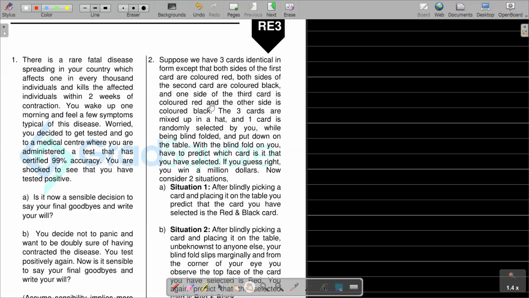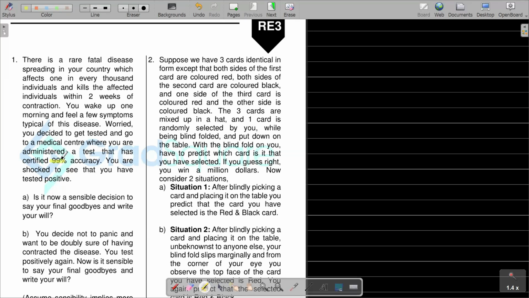Let me once again briefly explain what this question is. There is a disease that is going around in the country. It's a very deadly, fatal disease. You contract it, within 2 weeks you're gone. Everyone who contracts the disease survives for a maximum of 2 weeks. And you wake up one morning and you find that you have the symptoms of that particular condition and you are scared. You go and take a test in a particular medical center and the test results are immediately available. It's a very rapid test. And it has been lab certified that the test has 99% accuracy.